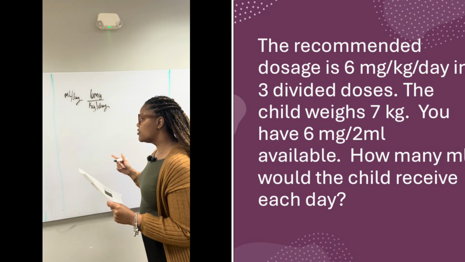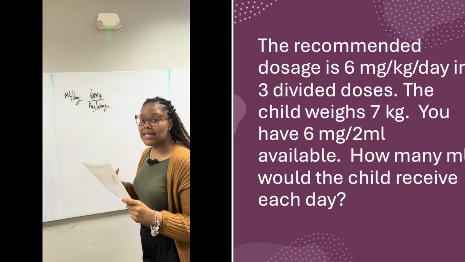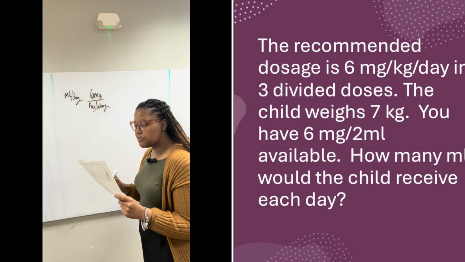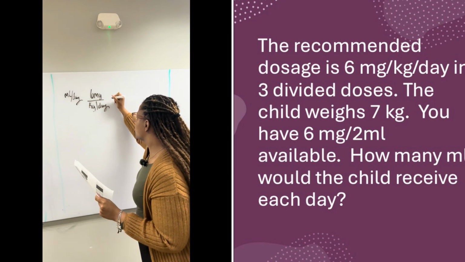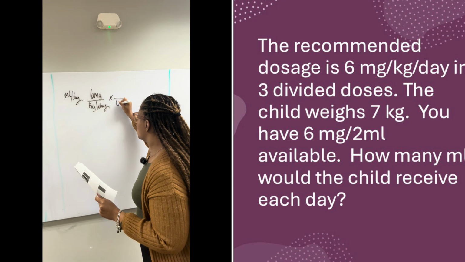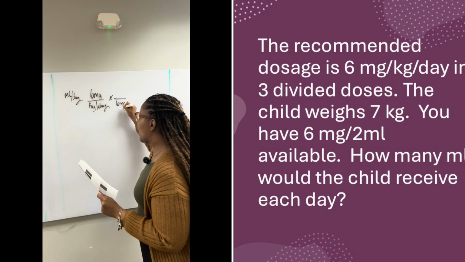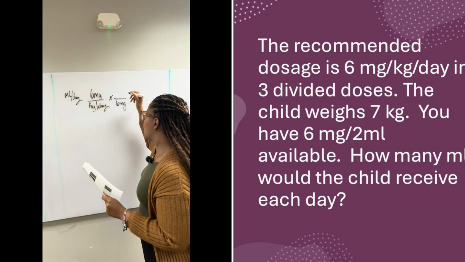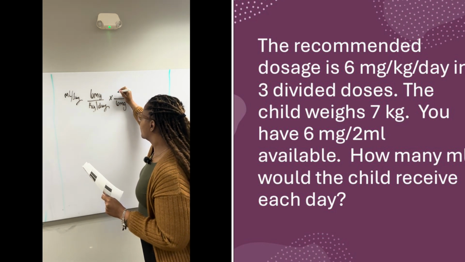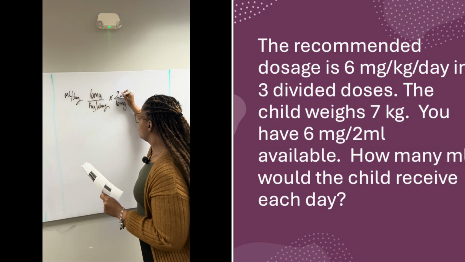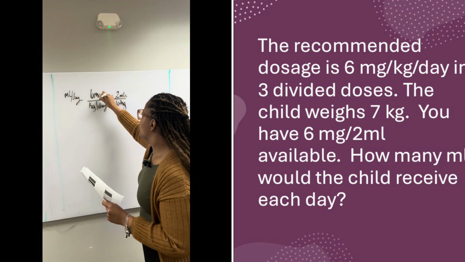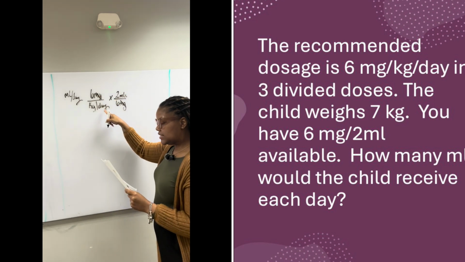So my answer needs to be in mLs. So that lets me know that mgs has to go. So the problem says that there is 6 mg per 2 mLs. So 6 mg is going to go on the bottom. Why? Because in order to cross out, it needs to be on the top and it needs to be on the bottom. And then we'll end up with 2 mLs. All right, so we are now left with mLs, kg, and day.